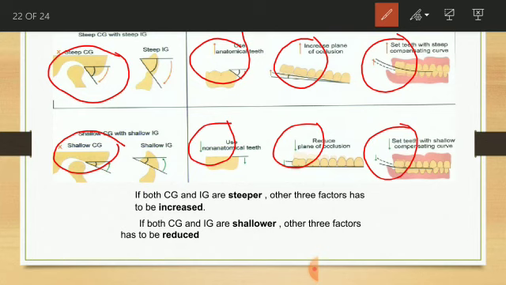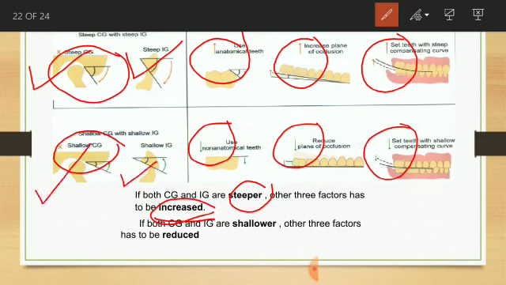So to summarize, read the below 2 statements. If both condylar guidance and incisal guidance are steeper, like the first column, this is steeper and this is also steeper, then the other three factors have to be increased. Whereas if condylar guidance and incisal guidance are shallower, in that case the other three factors are also made shallow. Clear? Hope you are getting the thing. You should see it 2-3 times, then you would get it.